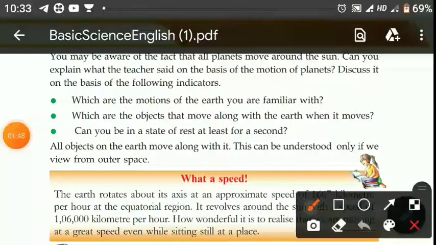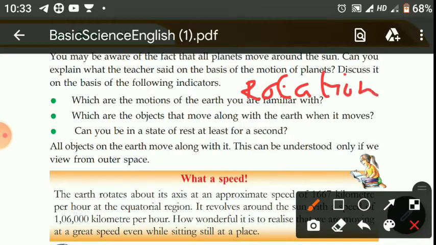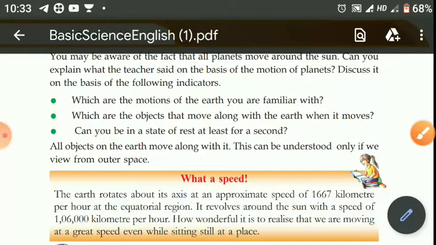I think you studied in smaller classes that there are two types of motion. One is rotation, another one is revolution. Okay, rotation and revolution. Which are the objects that move along with the earth when it moves? Along with the revolution of the earth around the sun, the objects on the earth are also revolving around the sun. It may be mountains, human beings, animals, trees.